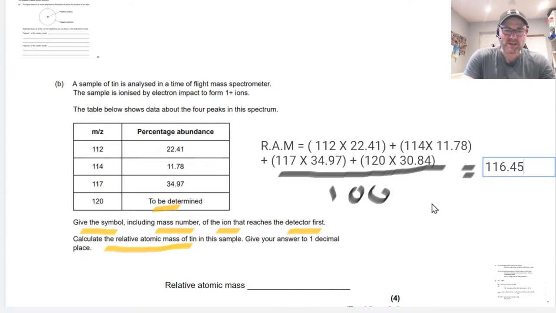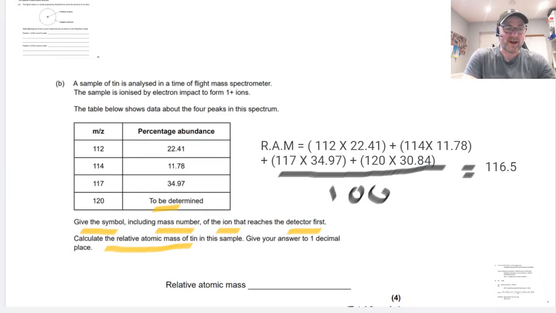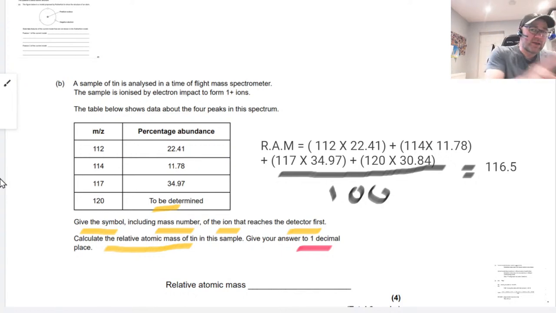Oh, good spot, good spot. Give your answer to one decimal place. Yeah, you got to watch out for this. And did I highlight that? Did I not? No. So give your answer to 1 dp. I definitely recommend the old highlighter. Don't worry, that's not all the marks. That'll probably only get you two.